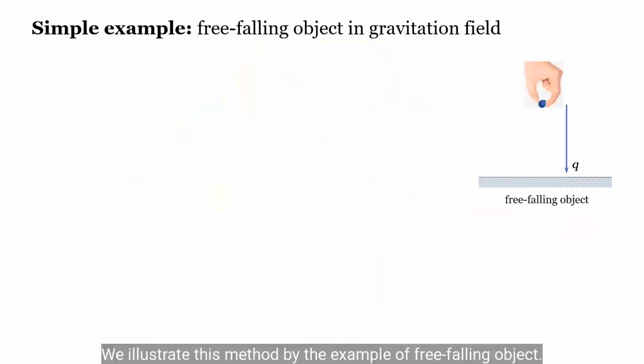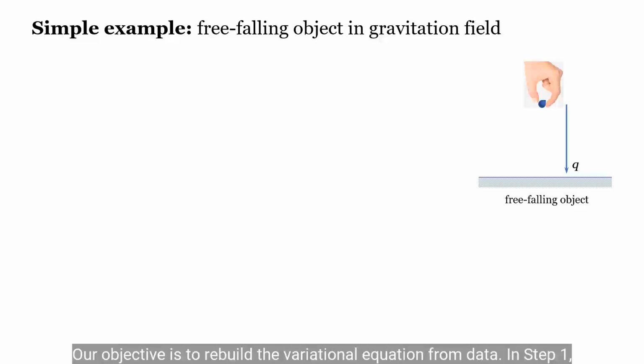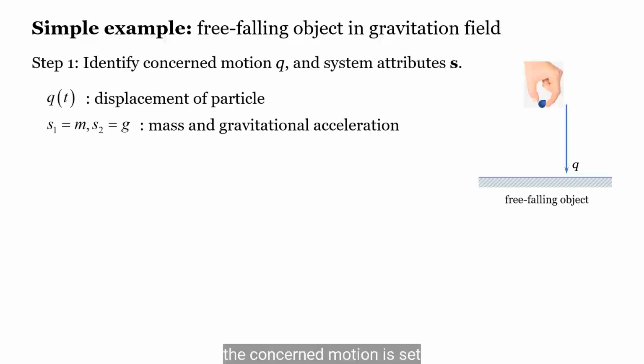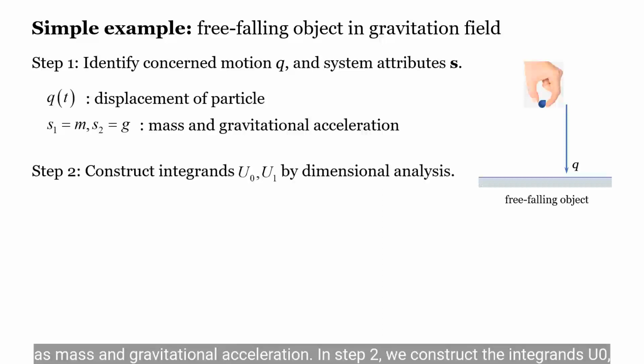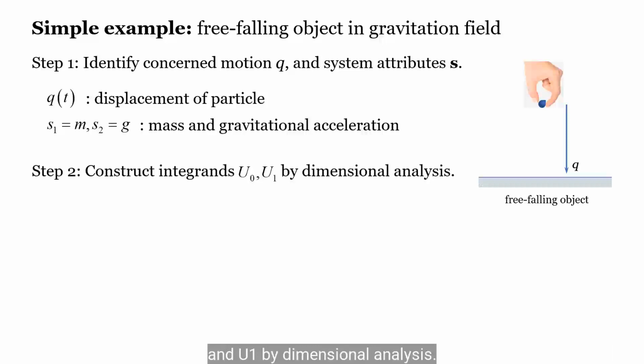We illustrate this method by an example of a free-falling object. Our objective is to rebuild the variational equation from data. In step 1, the concerned motion is set as the coordinate of the particle, and the attributes are set as mass and gravitational acceleration. In step 2, we construct the integrands u0 and u1 by dimensional analysis.